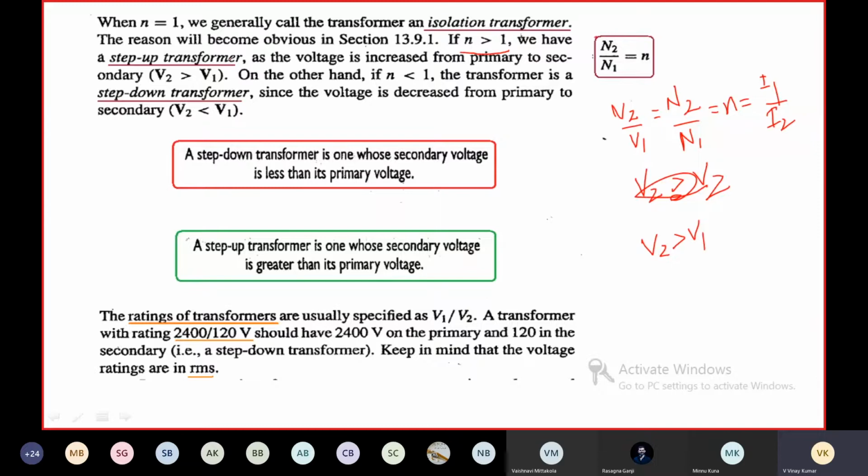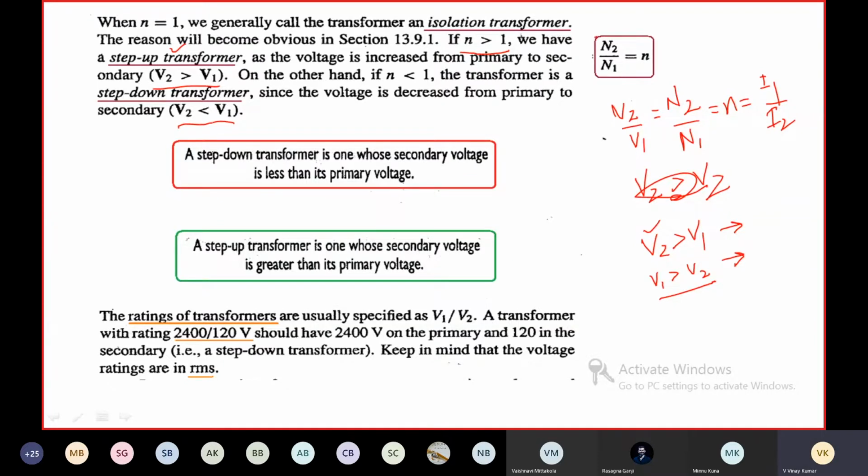If V2 is greater than V1, then the type of transformer is called a step-up transformer. If the secondary voltage is greater than the primary voltage, the transformer is called a step-up transformer. If the primary voltage is greater than the secondary voltage, the transformer is called a step-down transformer. If V2 is greater than V1, step-up; if V1 is greater than V2, step-down.